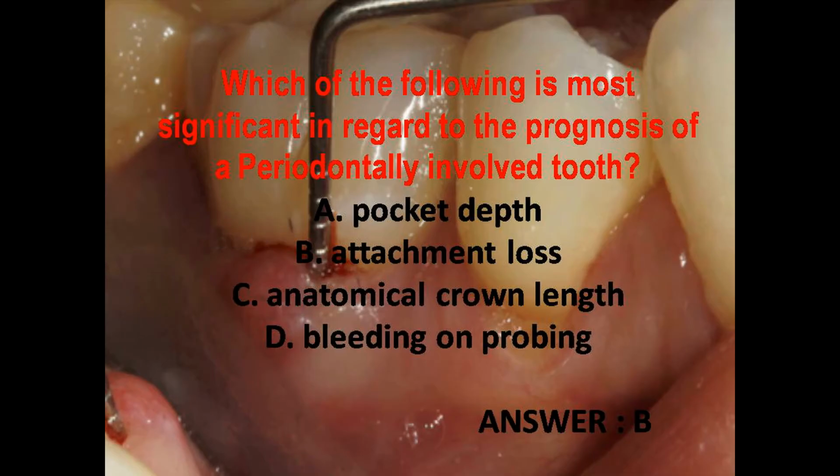So, the question which was posted previously was: which of the following is most significant in regard to the prognosis of a periodontically involved tooth? Options are A. Pocket depth, option B. Attachment loss, option C. Anatomical crown length, and option D. Bleeding on probing. So, the answer was option B, that is attachment loss. So, here is the explanation regarding the question.